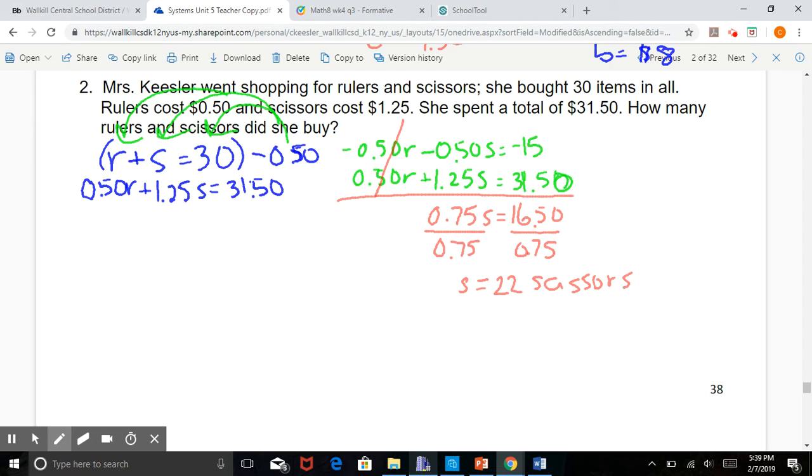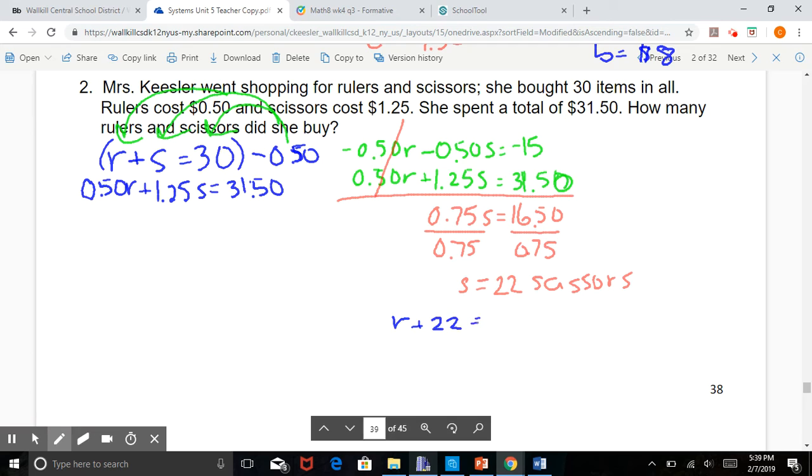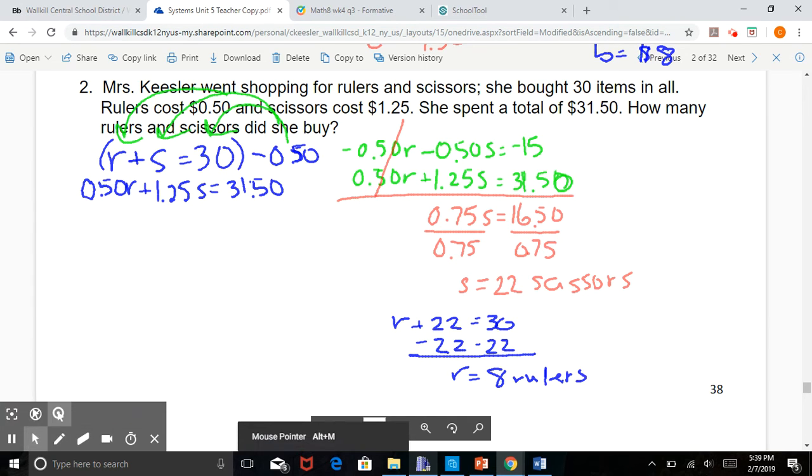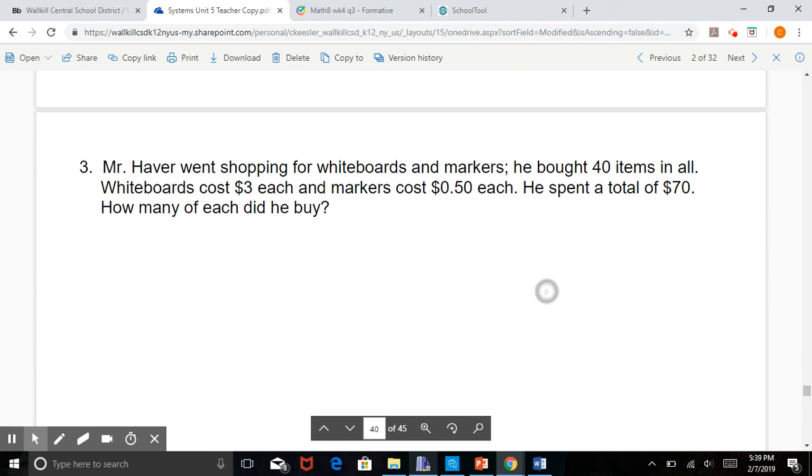Then we plug that back in, and the original equation is going to make this very easy to solve. So we know she's got 22 scissors, so R plus 22 equals a total of 30. Subtract the 22. R equals 8. So she purchased 8 rulers and 22 scissors. Okay, we're going to try one more example together before you're on your own.